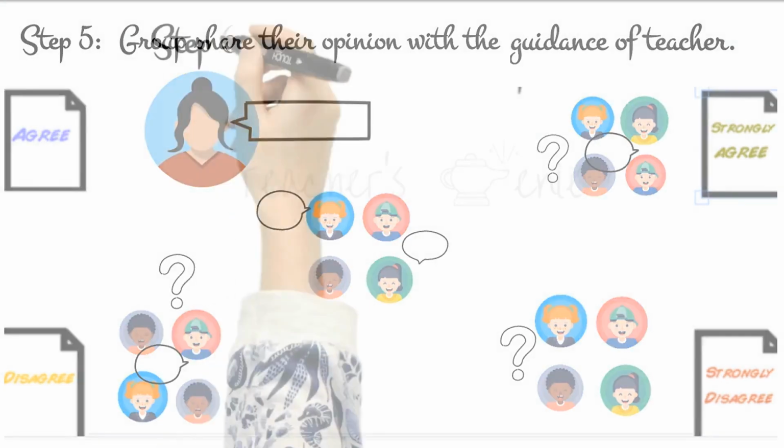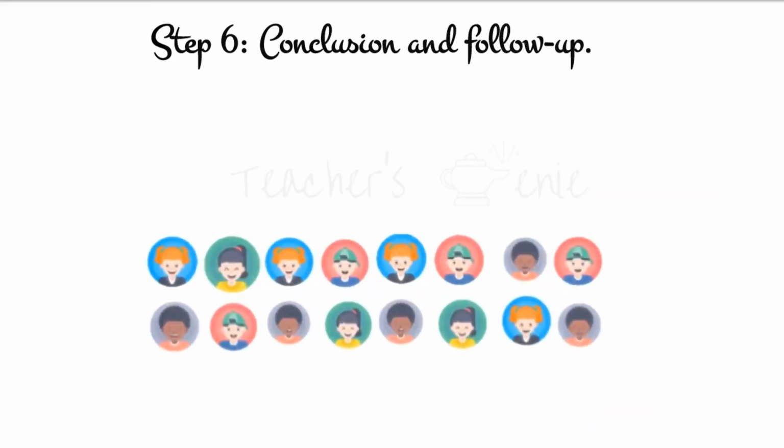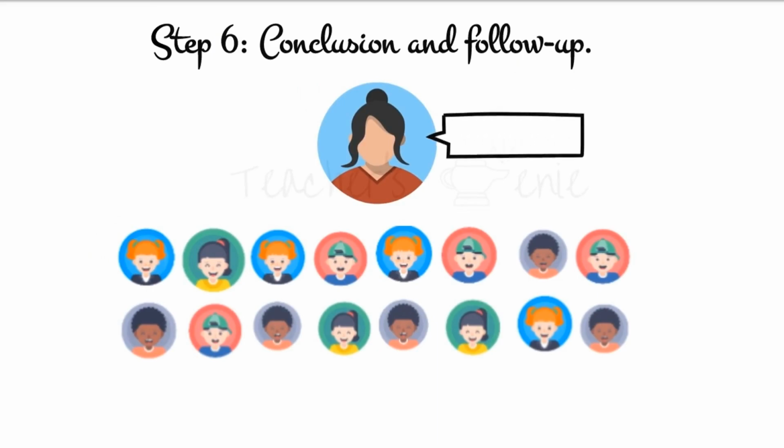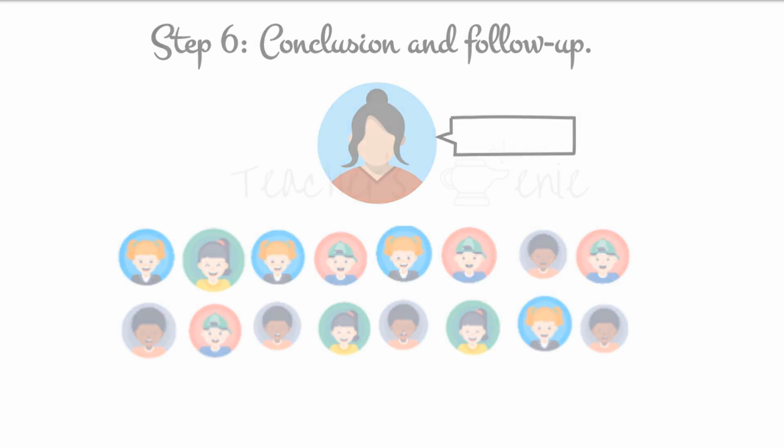Once all groups have shared their opinion, the teacher will conclude the discussion and may lead a reflection session to synthesize key points. In this step, students are encouraged to reflect on how their own perspective evolved as a result of engaging with alternative viewpoints. The teacher may also assign follow-up activities to further explore the topic and reinforce learning objectives.